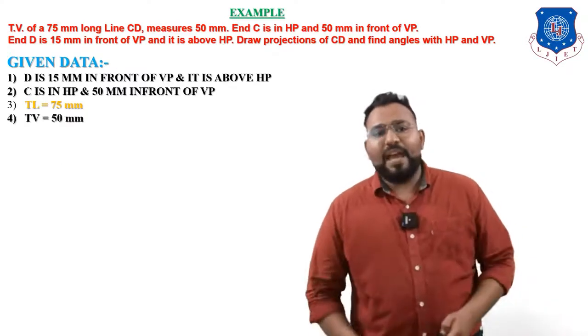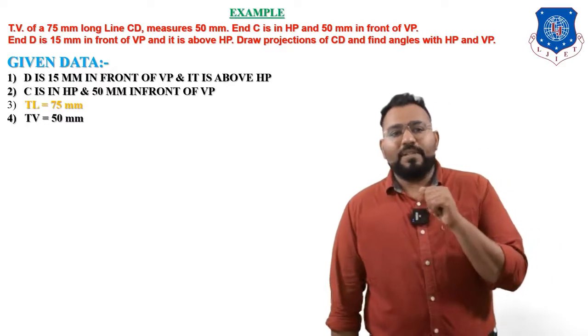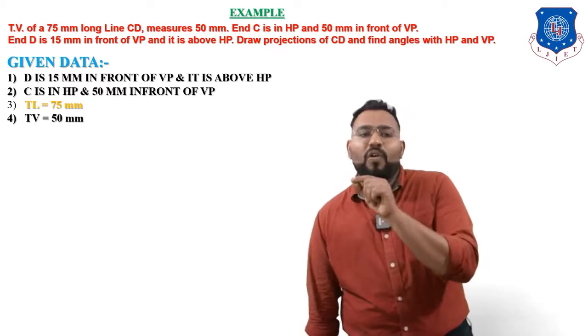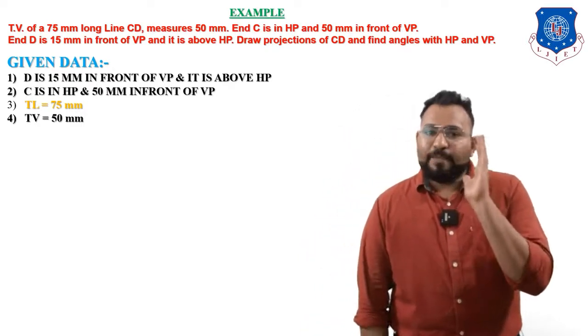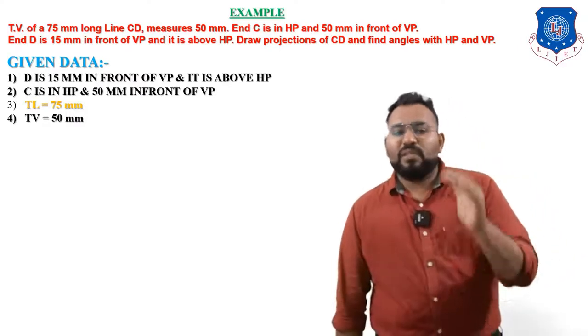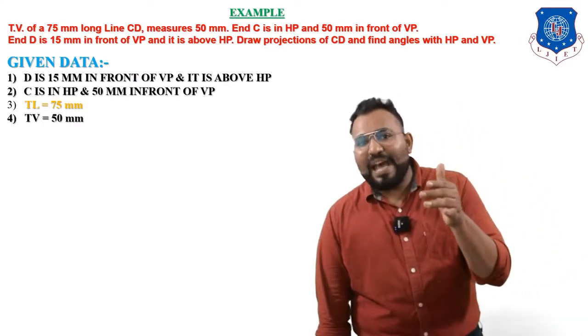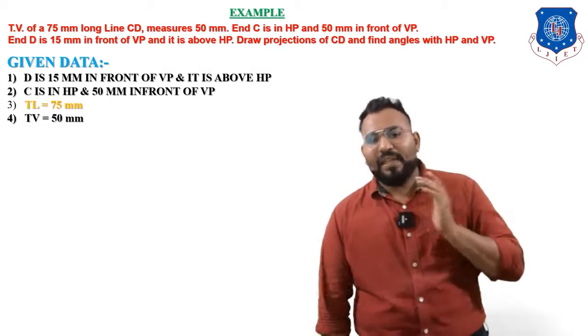Next data that we have is 50 mm, which is top view. So top view is 50 mm is given. Read the sentence: the top view of a 75 mm long line CD measures 50 mm. That means the top view is 50 mm. So we have this much data with us, and by using this data we have to find the remaining things.